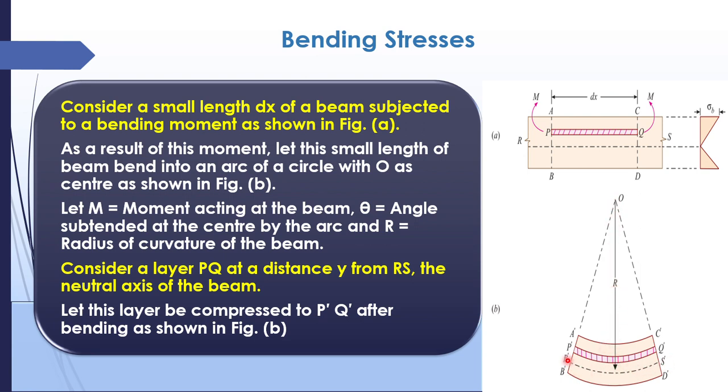We are taking R dash S dash as the neutral layer. From the neutral layer to O, the distance is capital R. Let us take a small section from this part, that is PQ. PQ is within the compression zone. So this is the neutral layer, this is the compression zone, and this is the tension zone. In the compression zone we are taking layer PQ. Whenever the beam bends, it will compress to P dash Q dash.